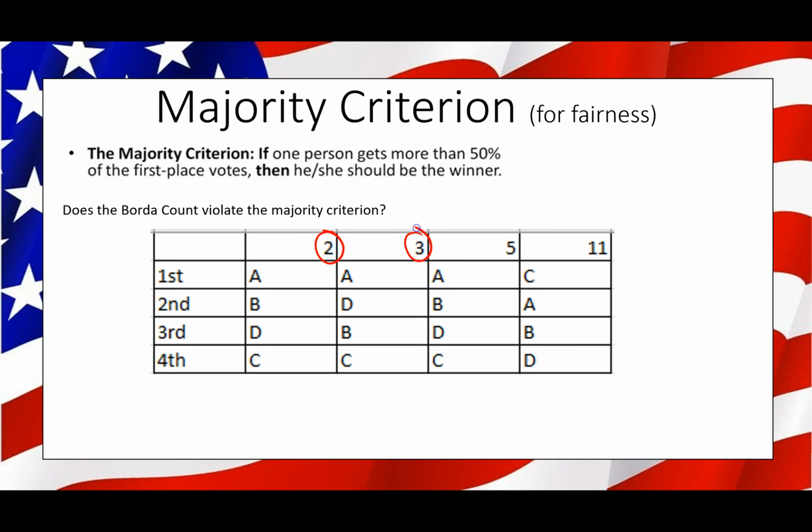So we've got 2 plus 3 is 5, plus 5 is 10, plus 11 is 21. So 21 people have voted. What is 21 times 50%, or 21 times 0.5? Well, that's just 21 cut in half, or 10.5. Okay. So who in this position here has the majority? Well, we're only looking at the first place votes, because we're saying if one person gets more than 50% of the first place votes, then he/she should be the winner.